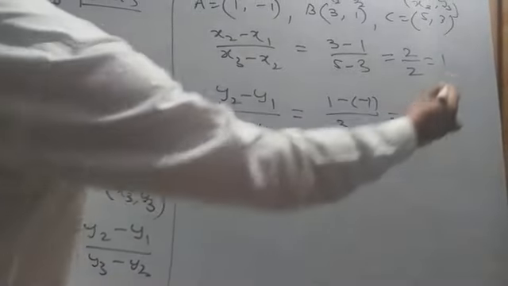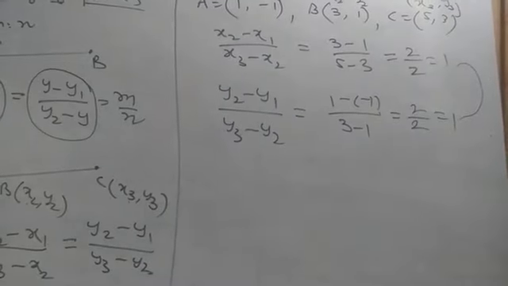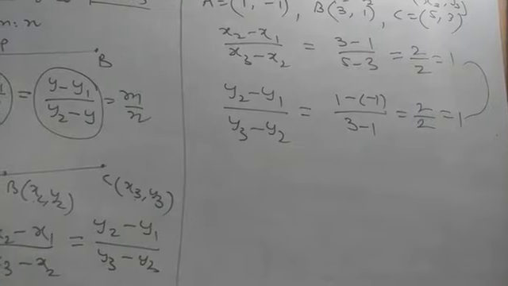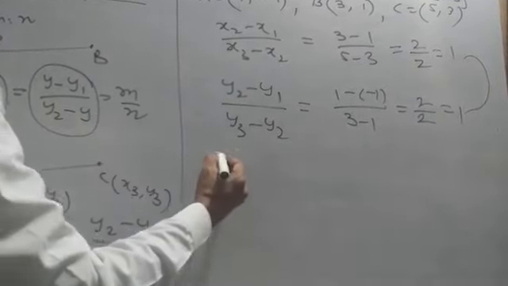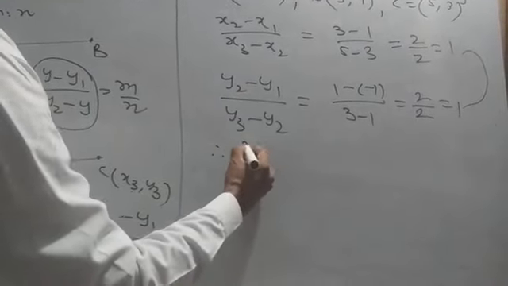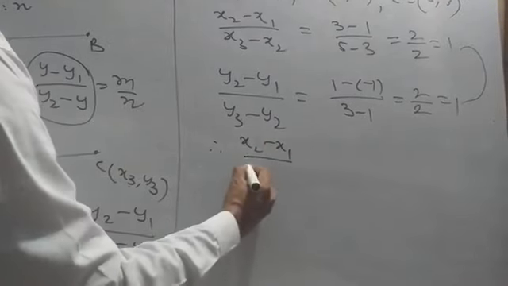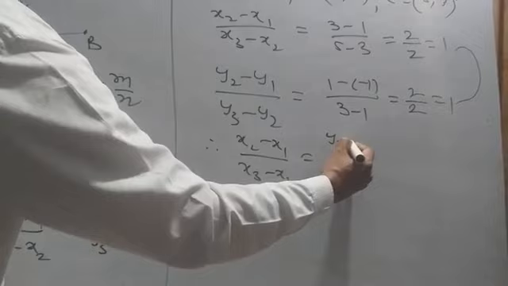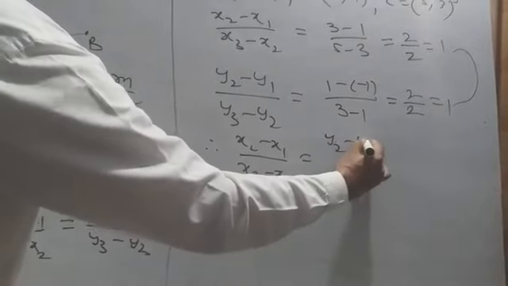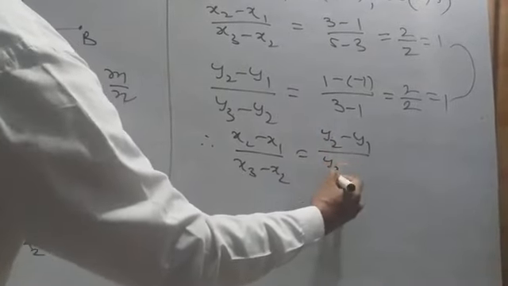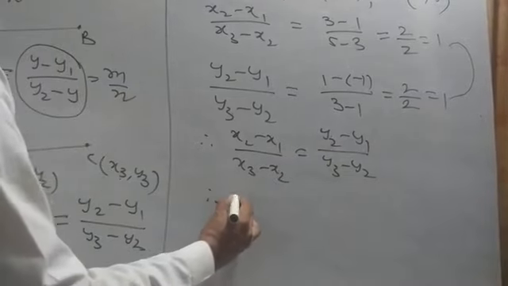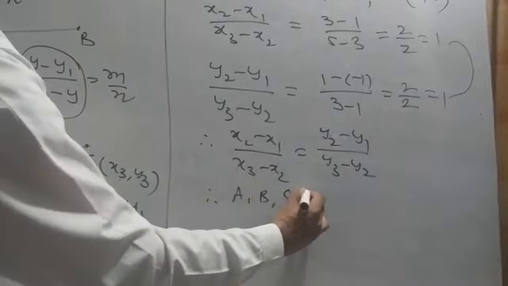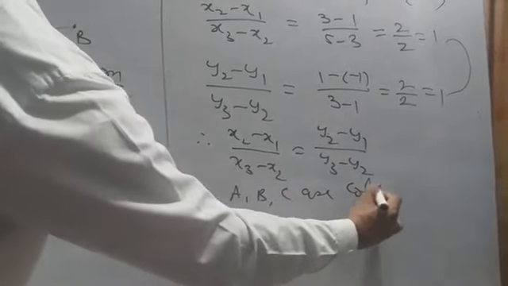Now what have we noticed here? Both ratios are the same. Since both ratios are the same, we can consider here (x2 minus x1) by (x3 minus x2) equal to (y2 minus y1) by (y3 minus y2). Therefore, A, B, C are collinear.